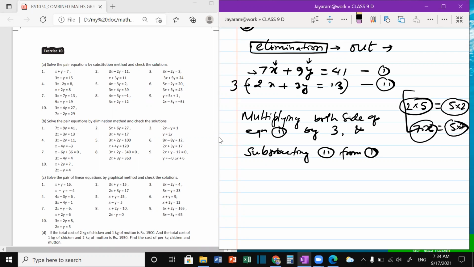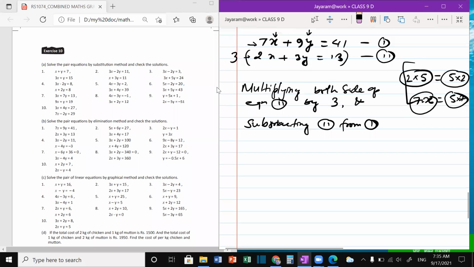I think you are from an English school and you are learning English, so you don't have any problem understanding this. Again, anyway, I'm explaining it again. What I'm writing here is that the second equation we have to multiply by 3, and that equation we have to subtract from the first. So we write the first equation here, 7x plus 9y equals 41, and the second equation here by multiplying, 6x plus 9y equals 39, and we have to subtract, so the subtraction sign should be here.